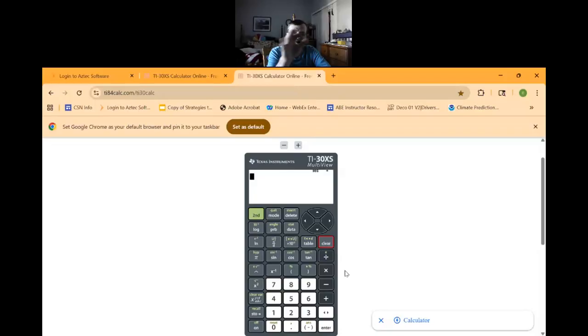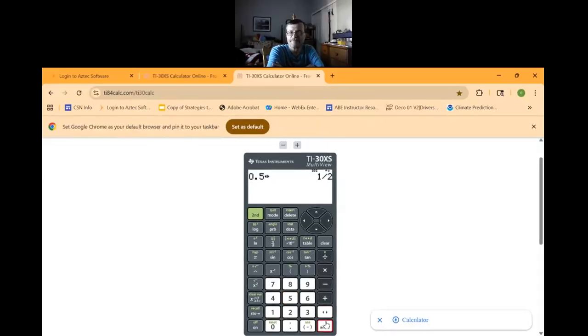Now, the good news about the calculator, you can also go backwards. 0.5, if I need the fraction back, here's your equivalent. Here's your switch. It gives you back the fraction.